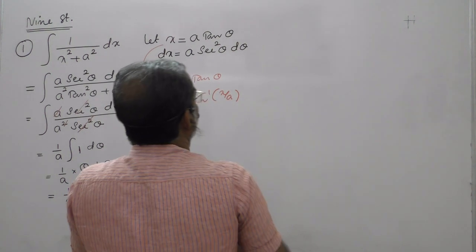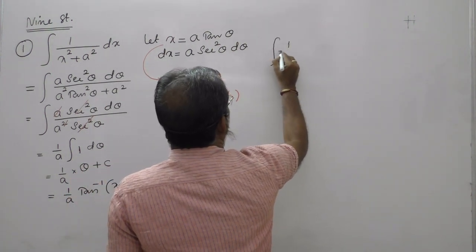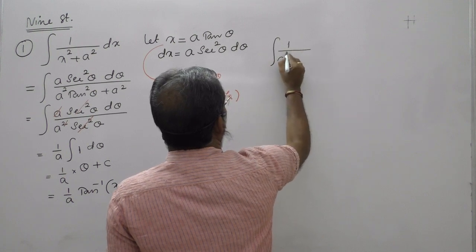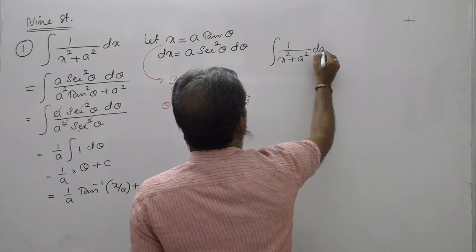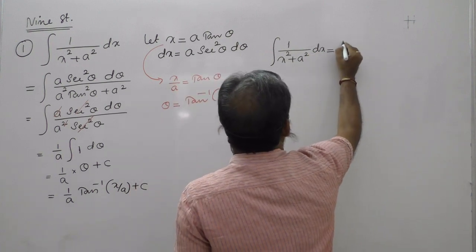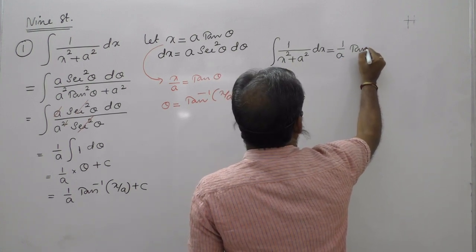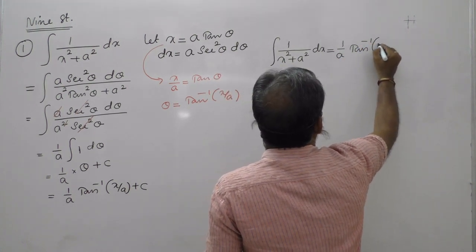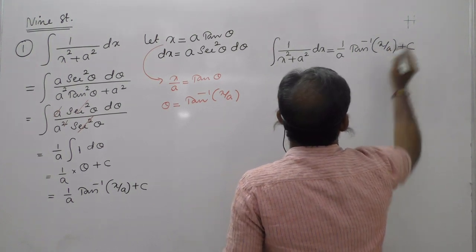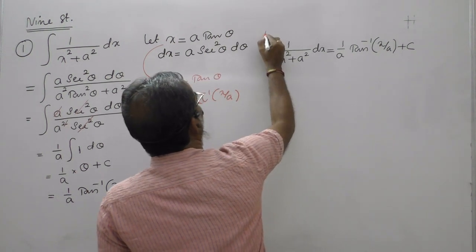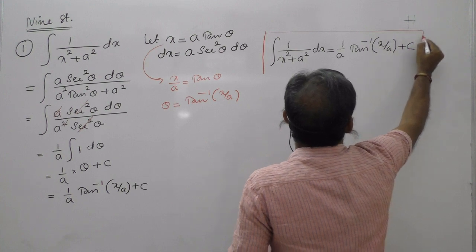See now, one more new formula has come. Integral 1 divided by x square plus a square into dx. What is this? It is 1 by a into tan inverse of x by a plus c. One more formula can be added, must be added of course, to the list.